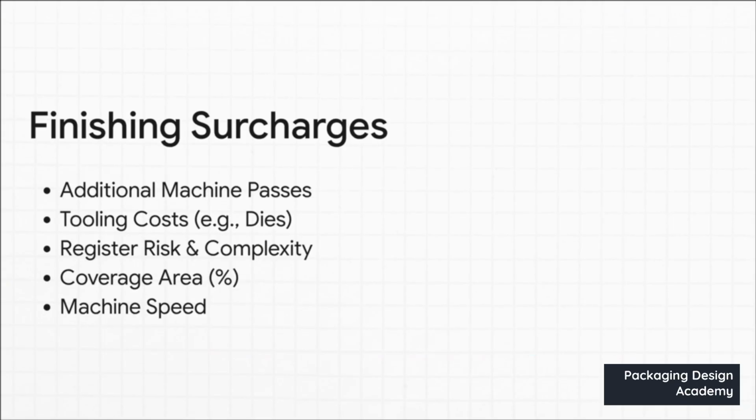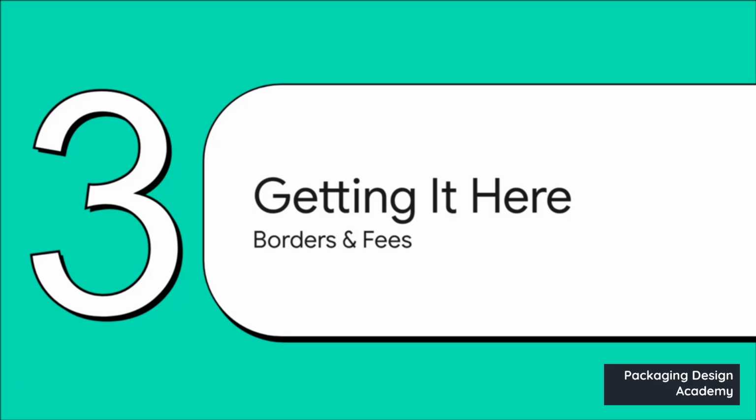And then you've got all the fun stuff, right? The elements that really make your packaging pop. That beautiful hot foil stamp, the cool embossed texture. Well, each of those often needs its own separate run through a machine, and that adds cost. You're also paying for custom tools, like cutting dies, and even for the risk involved when your artwork requires super tight, perfect alignment.